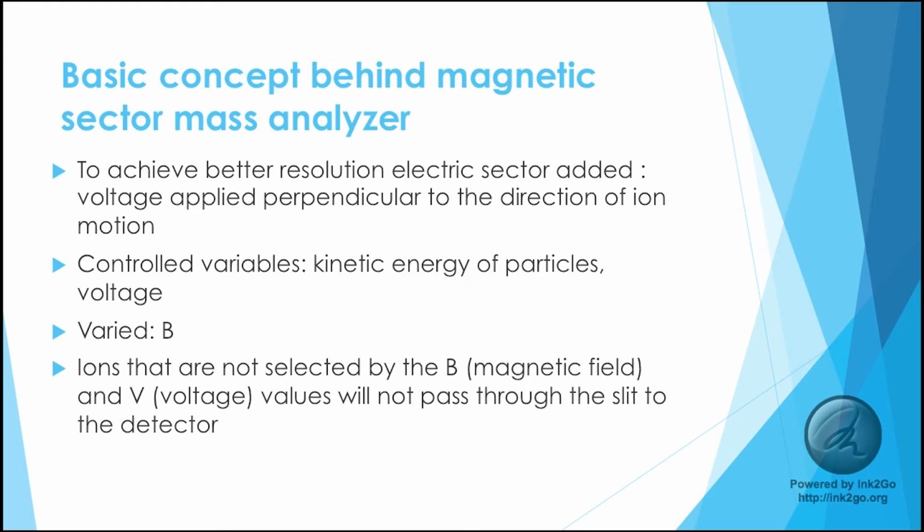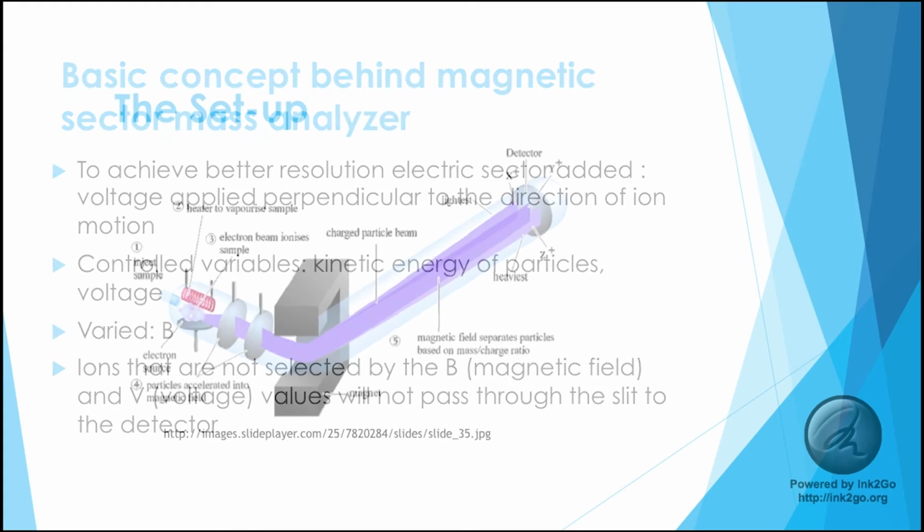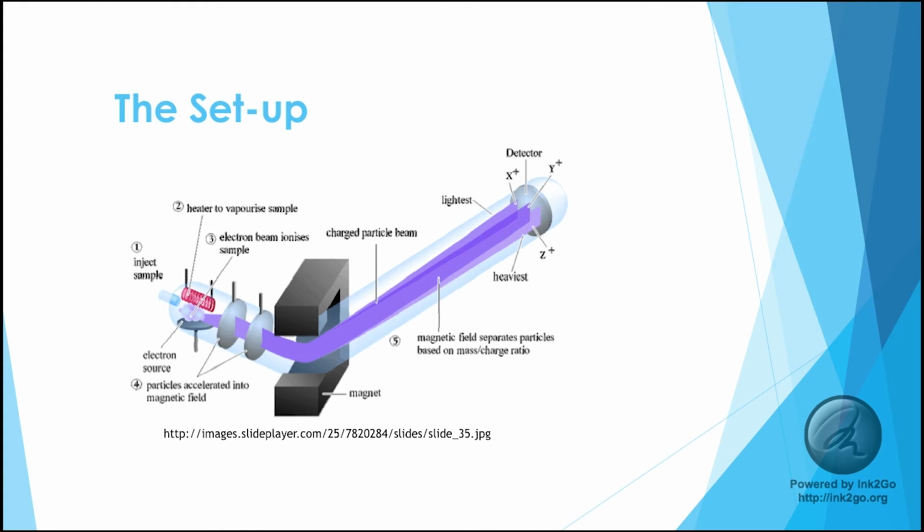To achieve better resolution, an electric sector that focuses ions according to their kinetic energy can be added to the analyzer. Like the magnetic sector, the electric sector applies an electric force perpendicular to the direction of motion. We will now look at a double focusing magnetic sector mass analyzer, which utilizes both magnetic force as well as electric force to separate the ions.